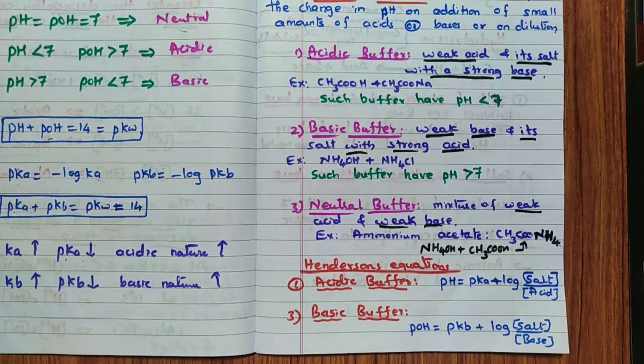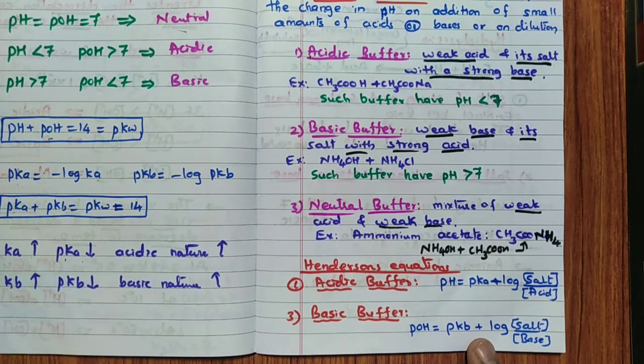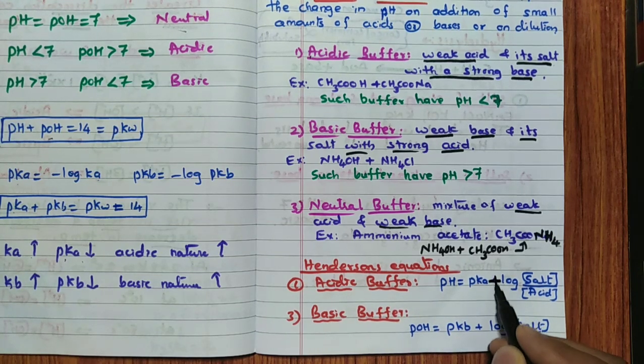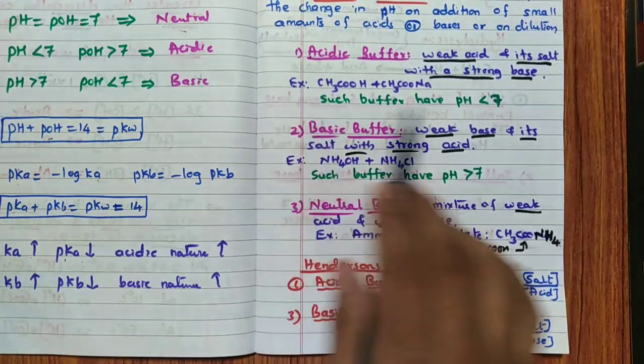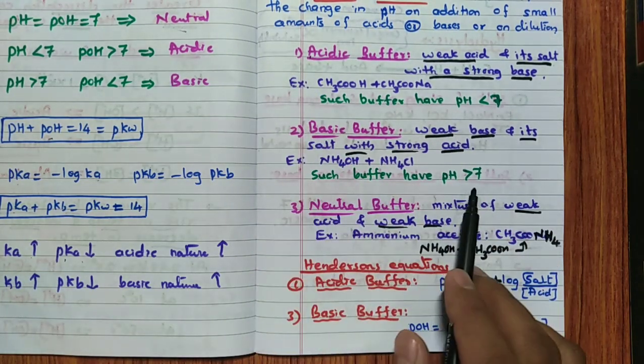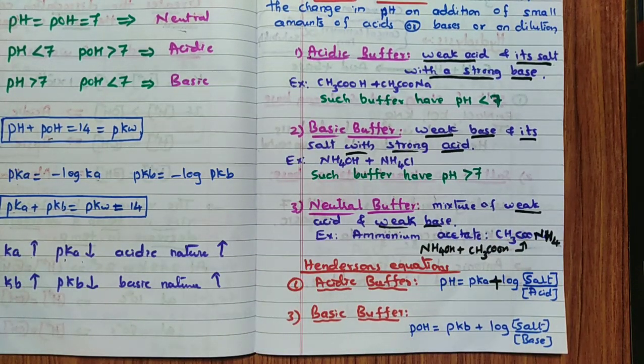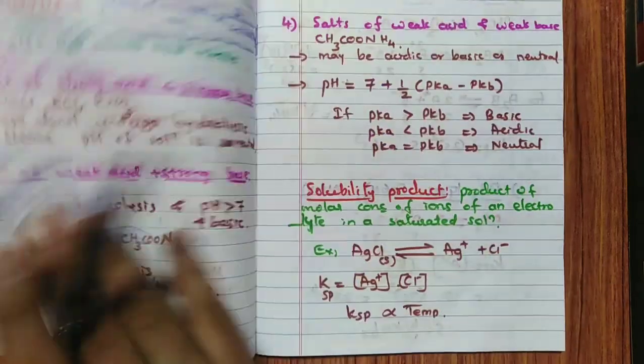Then Henderson's equation, important from the NEET point of view. Acidic buffer: pH is equal to pKa plus log of salt by acid. Basic buffer: pOH is equal to pKb plus log of salt by base. Remember, for acidic buffer, pH will be less than 7. For basic buffer, pH will be more than 7. Obviously, pH value, pOH value you can calculate if they give salt and acid concentrations. This is of buffer solution.